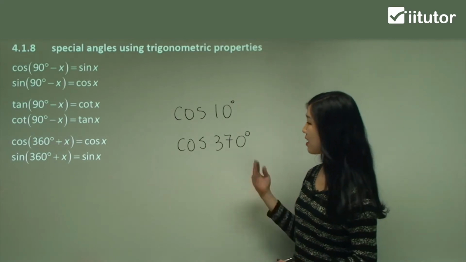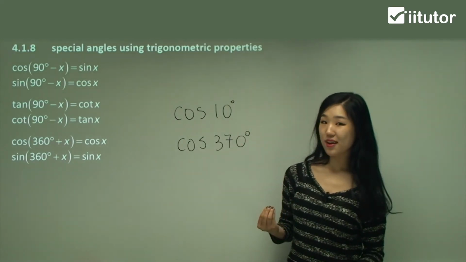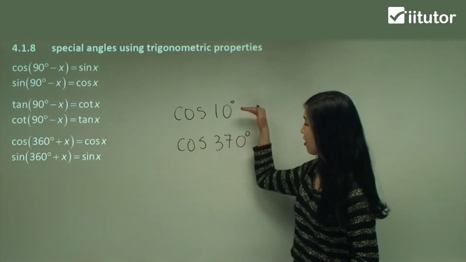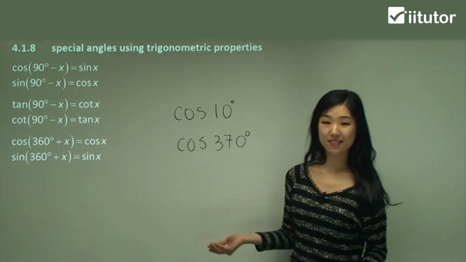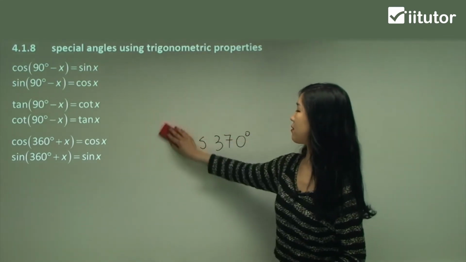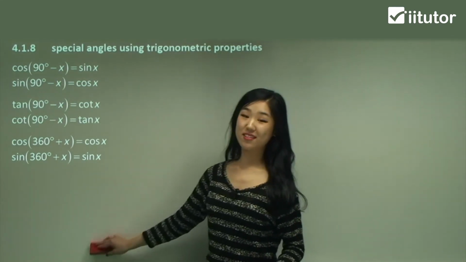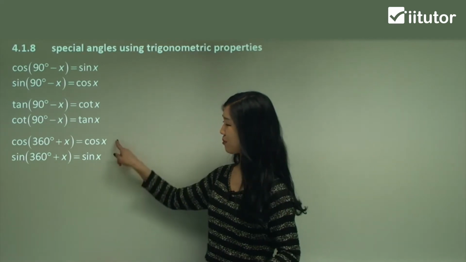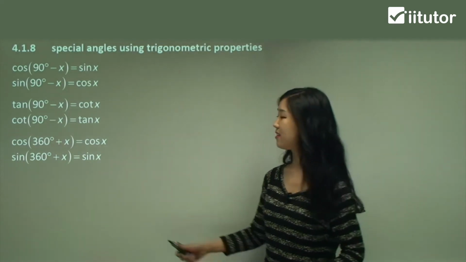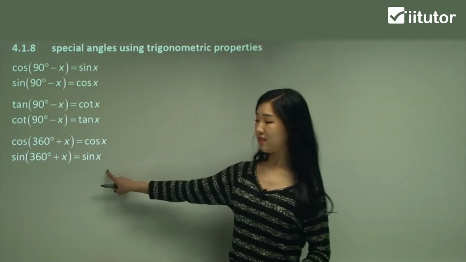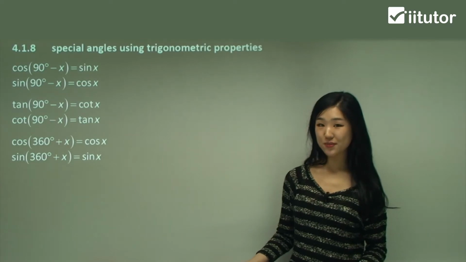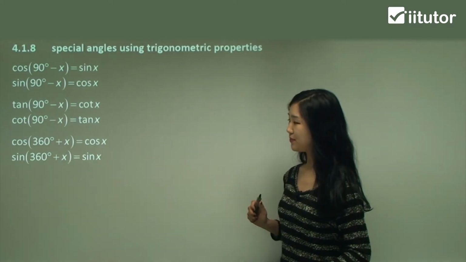Even if you add 360 to the 10 degrees, it will give you the same answer. Although they look different, they're actually the same. No matter how many times you add the period of 360, it's basically talking about the same answer. So that's what you can utilize. And the same with sine, it's exactly the same reason. You can add 360 to the input of x, and that will still indicate the same result. So remember that one.